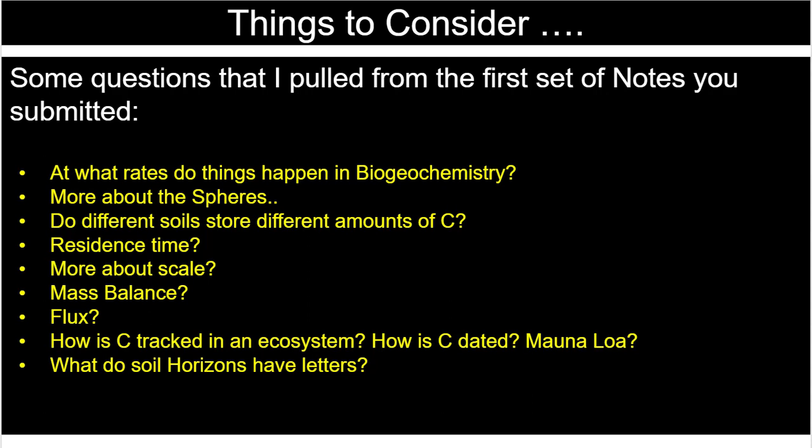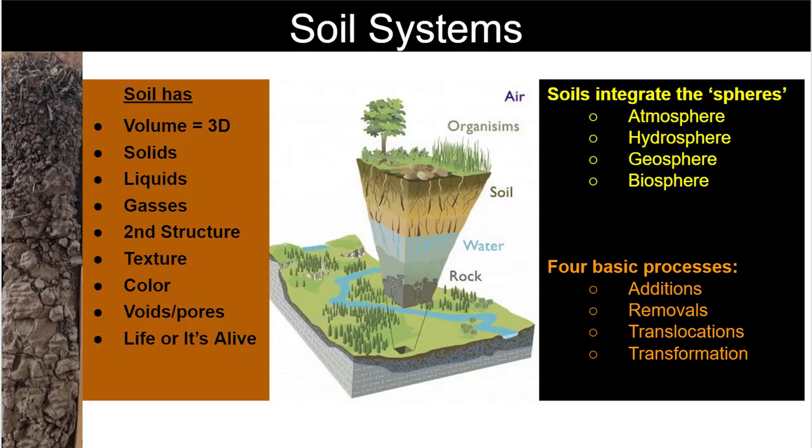And then, how is carbon tracked in an ecosystem? How is it dated? And what about Mauna Loa? How do we measure that? And then the last one is, why do soil horizons have letters? And that's a nice one because that leads us into what we're going to be talking about in the coming weeks.